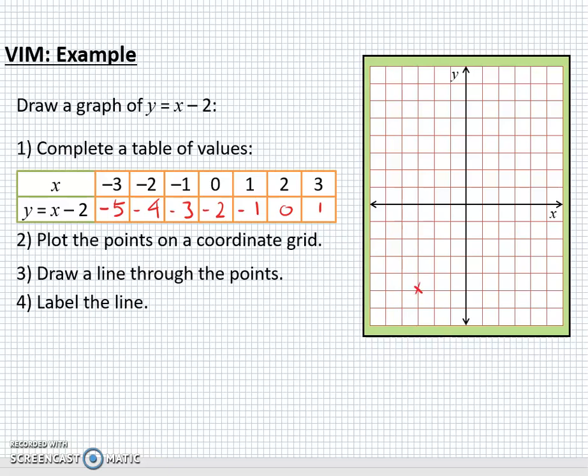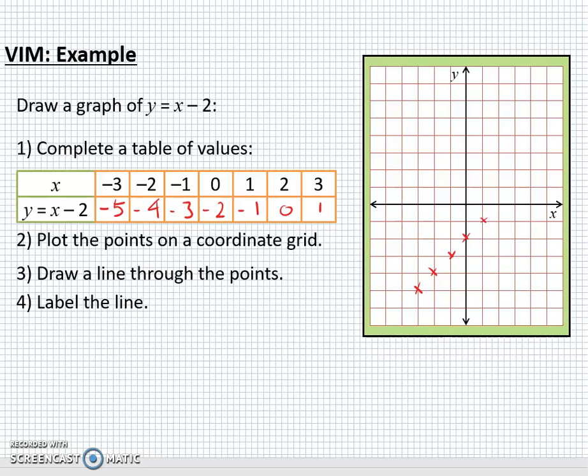We're going to do negative 2, negative 4, so negative 2, 1, 2, 3, 4. We're going to do negative 1, negative 3, so negative 1 and negative 3. And 0, negative 2, 0, negative 2 is here. And then 1, negative 1, so 1, and then negative 1.